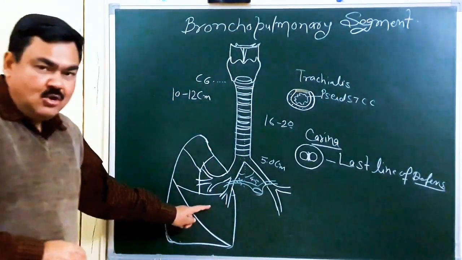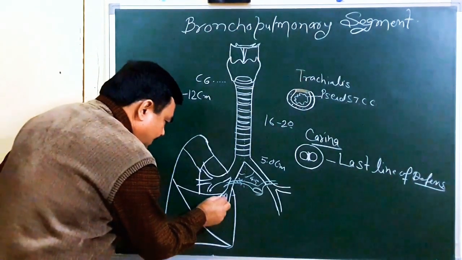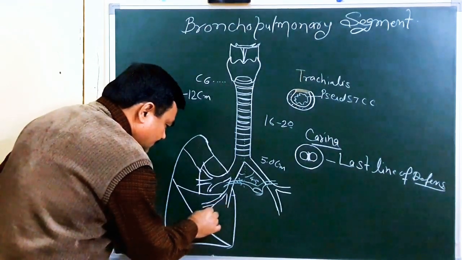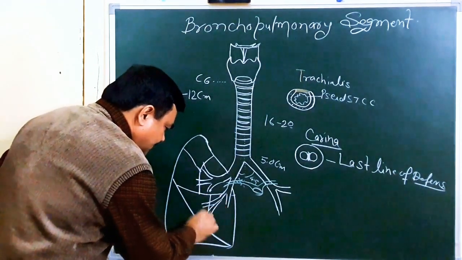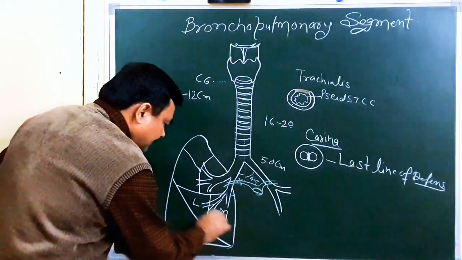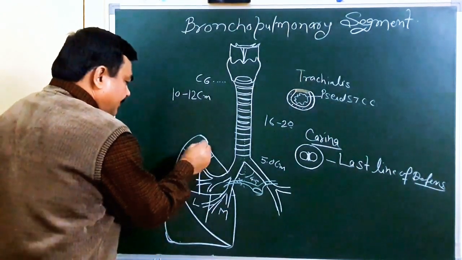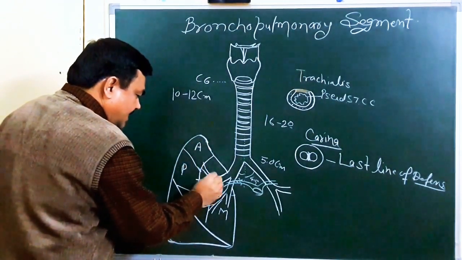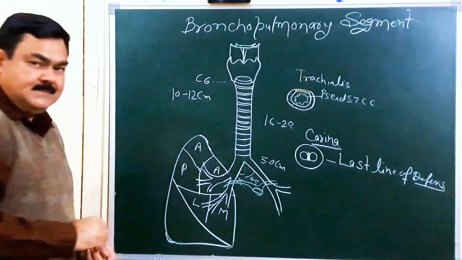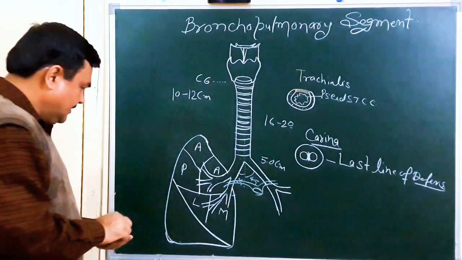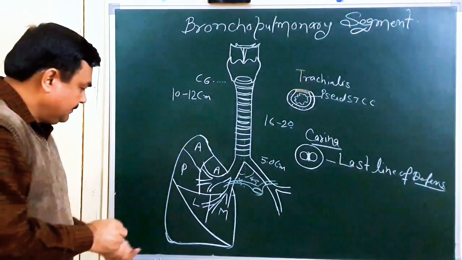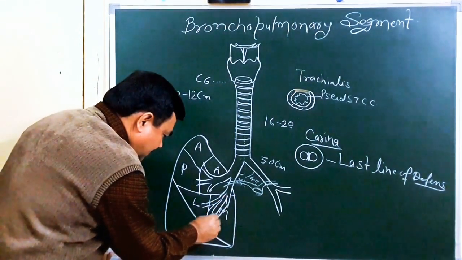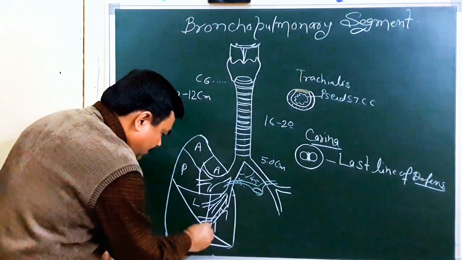Here is middle lobe. Two bronchopulmonary segments are present. One is lateral, one is medial. Here in upper lobe, this is apex, this is posterior, this is anterior, and this is lower lobe. Here, this reaches here into lower lobe.